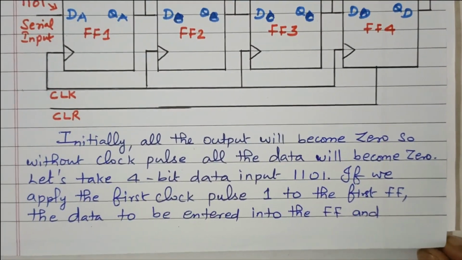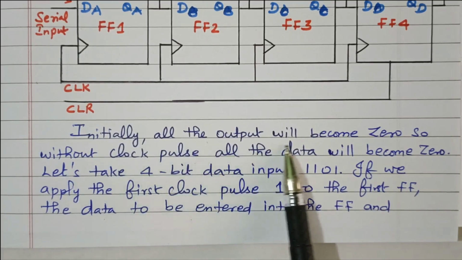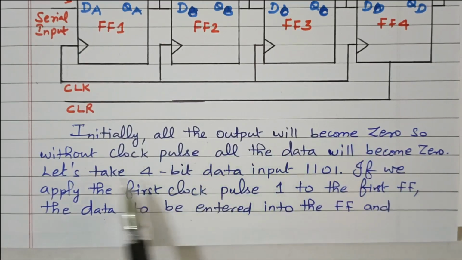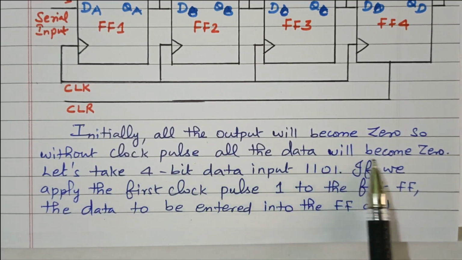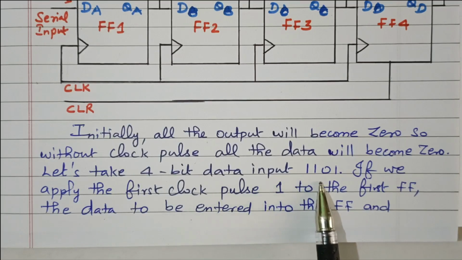Now we'll see the detail of applying 4 clock pulses. Initially all the outputs will be 0, so without a clock pulse all the data is 0. Let's take the 4-bit data as 1101.